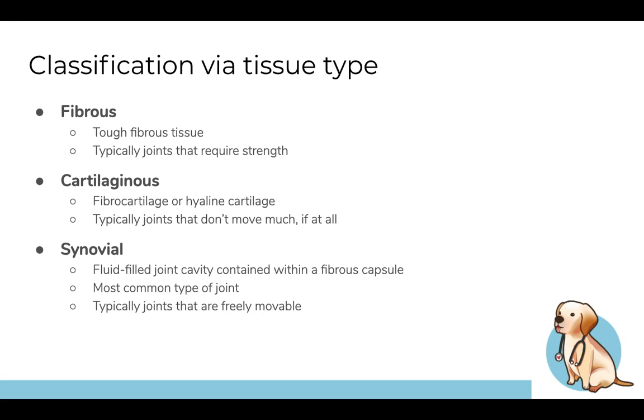So we have three kinds of joints: fibrous joints, cartilaginous joints, and synovial joints. Synovial is the most common type of joint, so that's the one you'll see most often. Those joints are freely movable and they contain a fluid-filled joint cavity within a fibrous capsule. The second type contains fibrocartilage or hyaline cartilage, and they generally don't move much. And the first type contains tough fibrous tissue, and it's generally joints that require strength.